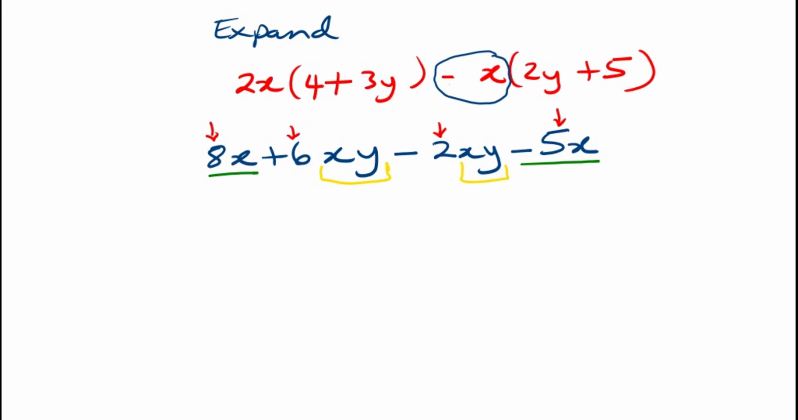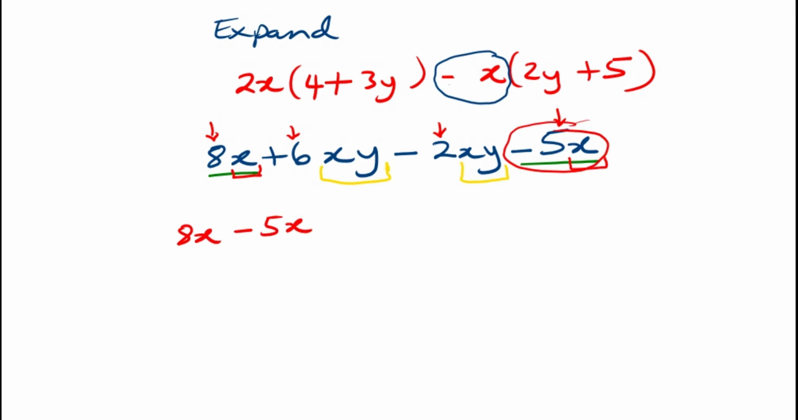And then here we can also see this s attached to this coefficient 8. And here we can see this s attached to this coefficient negative 5. So they are also like terms. So for simplification, first I like to reorganize them. So I'm going to bring my 8s, and then I'm going to bring my negative 5s.